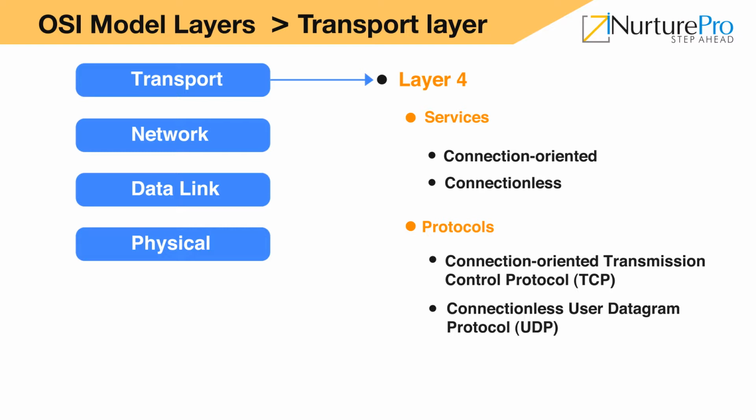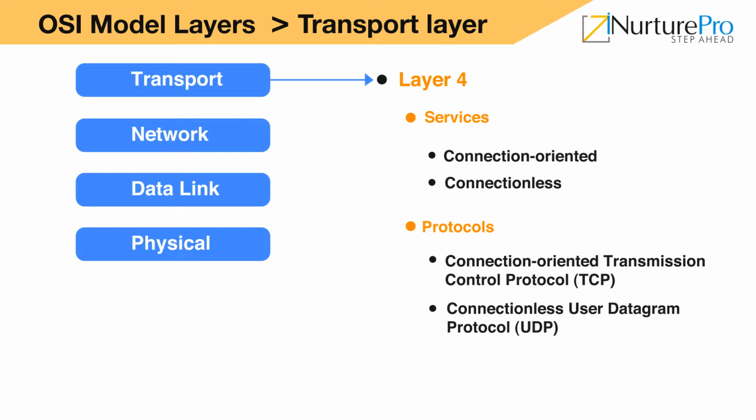One is connection-oriented. This service establishes a virtual connection between two devices before transmitting data, and another is connectionless. This service sends data packets from one device to the other without establishing a virtual connection. The transport layer commonly uses two types of protocol. Let's look at them. Connection-Oriented Transmission Control Protocol (TCP).